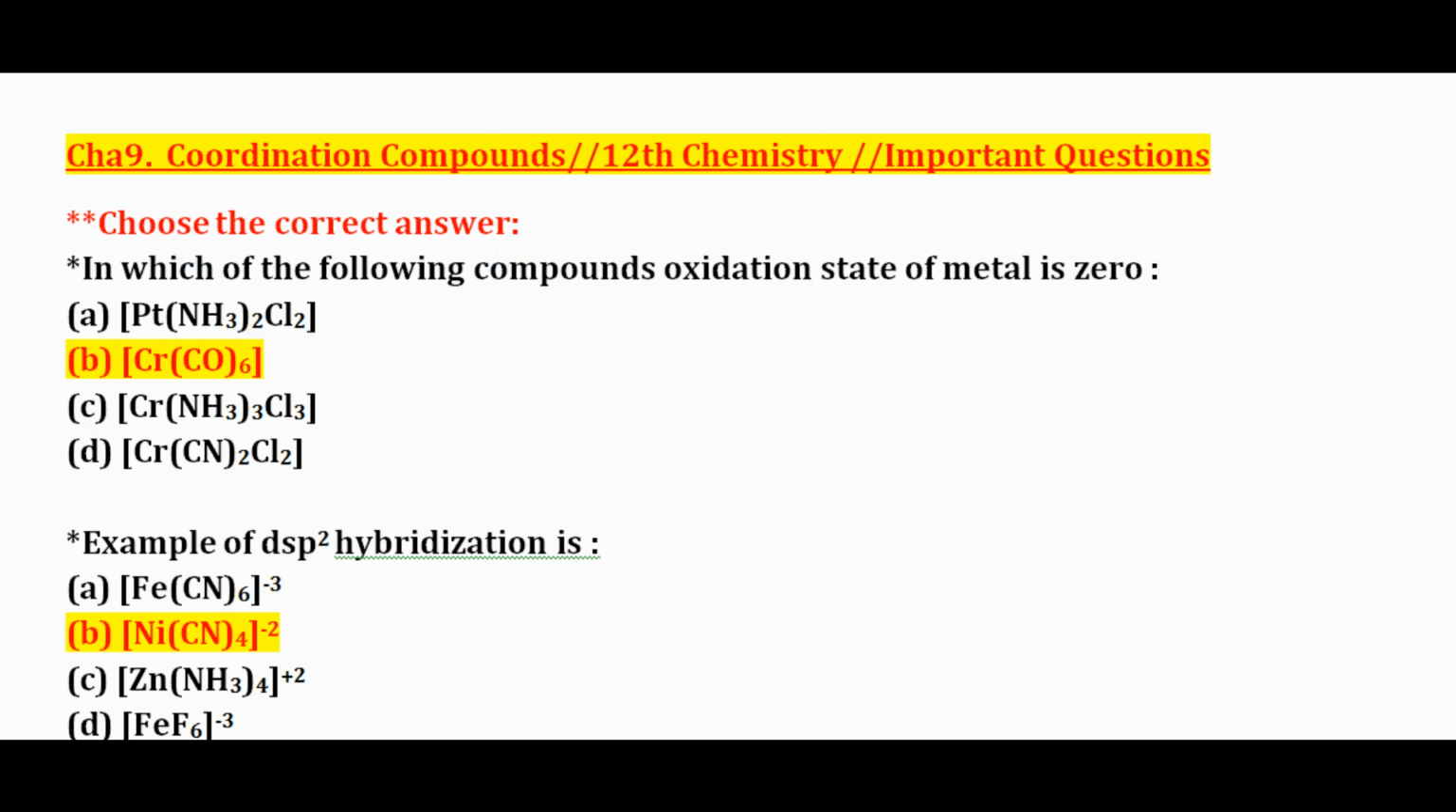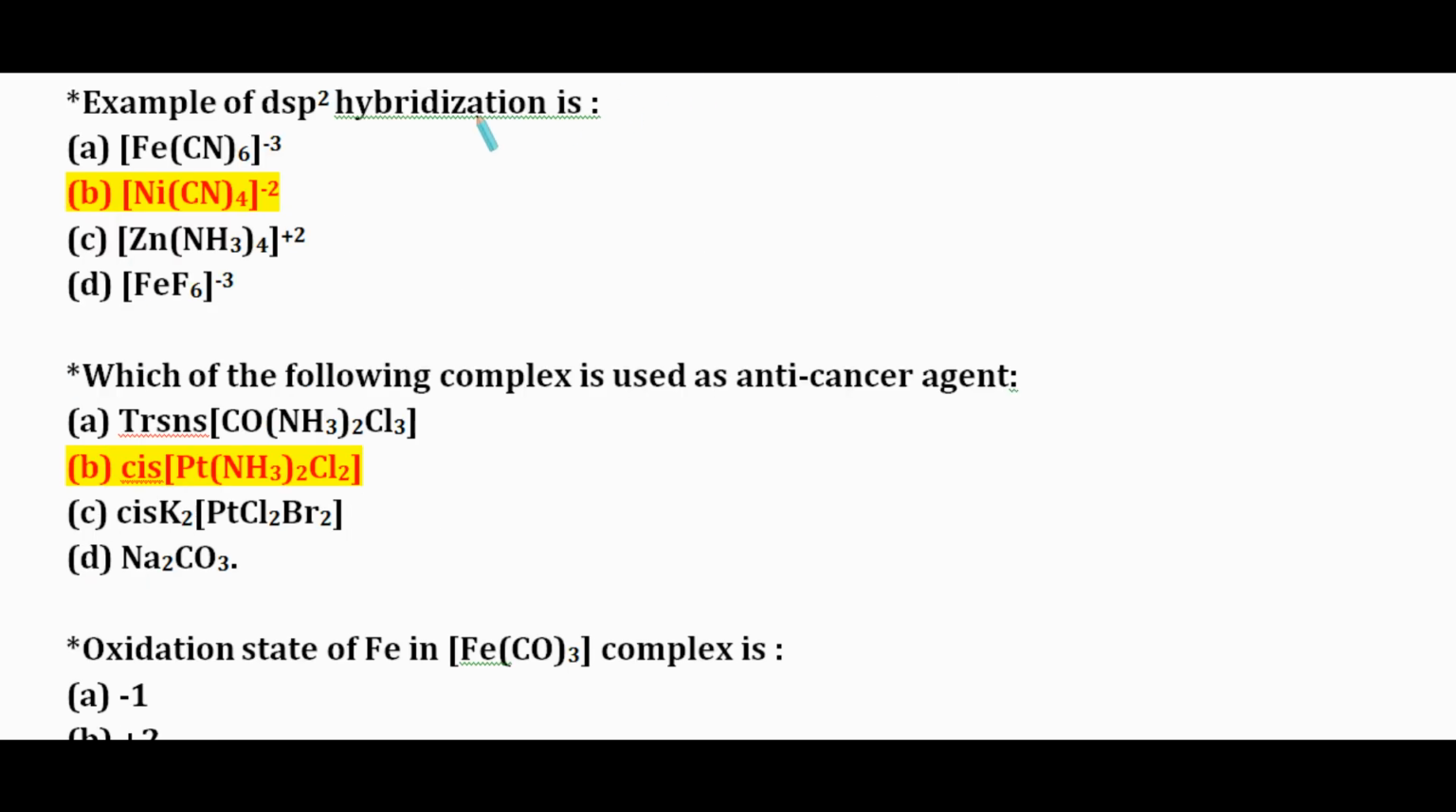Chapter 9 Coordination Compounds, 12th Chemistry. Important questions for board exam. See the question: in which of the following compounds is the oxidation state of the metal 0? The correct option is Cr(CO)6, because carbonyl is a neutral ligand.